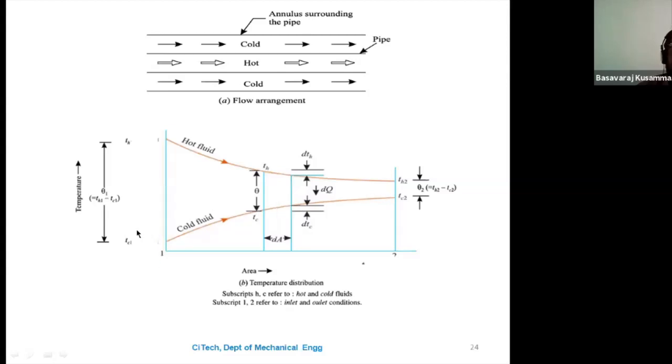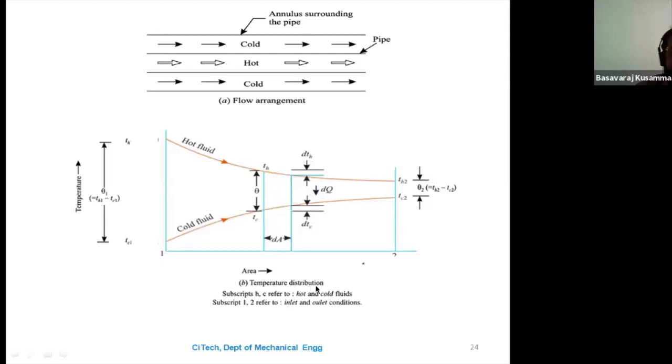Understand? Hence, TC1 is called the inlet temperature of the cold fluid. TC2 is called the outlet temperature of the cold fluid, where TC2 is greater than TC1. Okay? So this is the graphical representation. Here, suppose we take this as the area, okay?